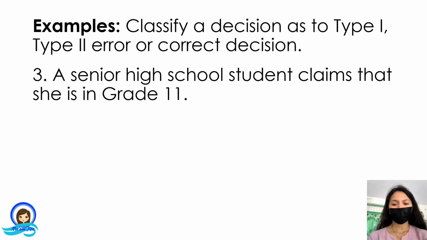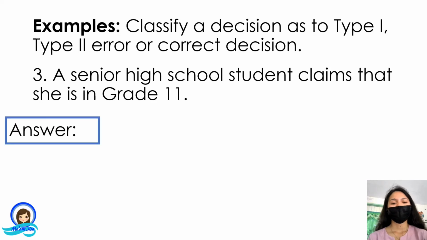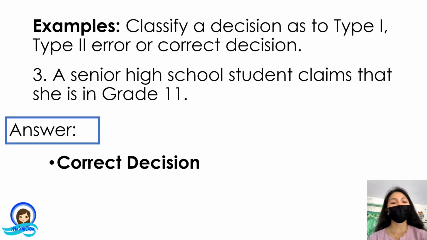A senior high school student claims that she is in grade 11. So what do you think is the decision? Is it type 1, type 2, or a correct decision? That is right. It is a correct decision. It's because she is a senior high school student and she claims that she is in grade 11. So this is a correct decision.